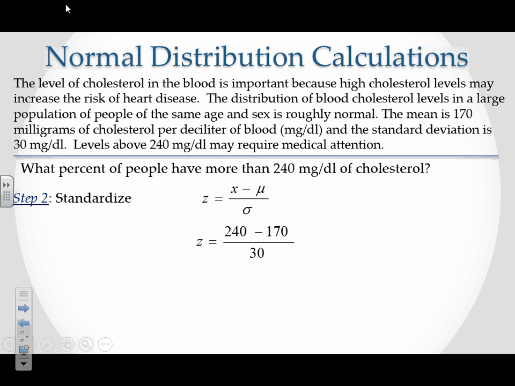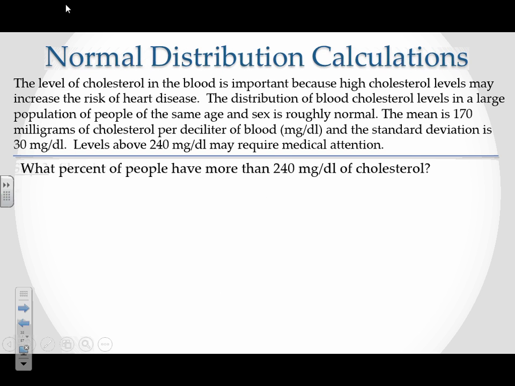And what do we get for a z-score? 2.33. Okay, so we're going to round to 2 decimal places. So 2.33. So here's what we're looking at. Our z-score, our boundary, is at 2.33 standard deviations above the mean. We want to know what percent of observations are greater than that. What percent of our observations are higher than 2.33 standard deviations above the mean?